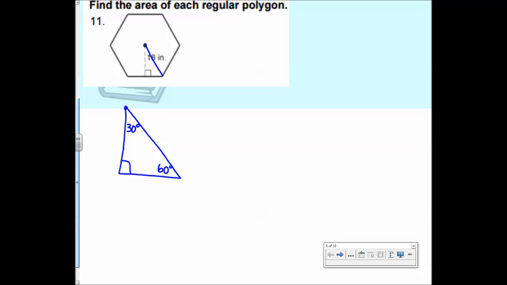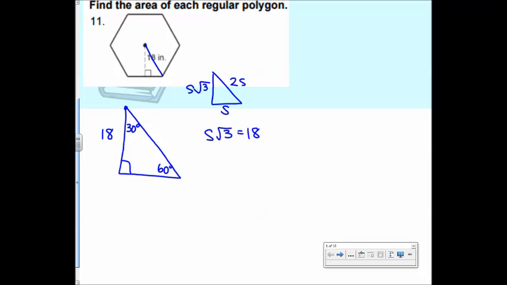Okay, so you know that this is 18. In our special right triangle, if this is S, this is 2S, and then this is S square root of 3. Good. Okay, so if 18 is equal to S root 3, I need to figure out S. So how would I do that? If S root 3 equals 18, then how would I get S by itself?